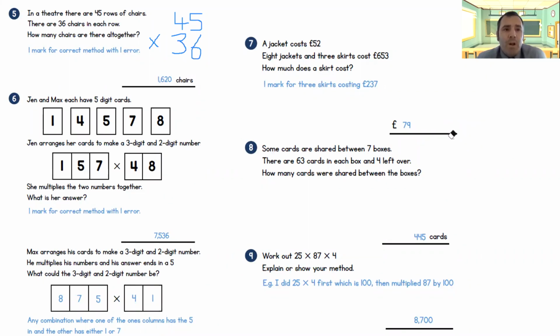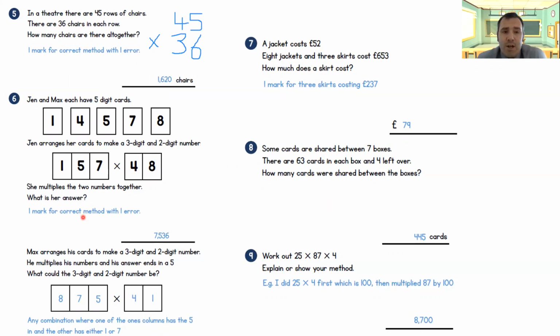Question 6. Jen and Max each have 5-digit cards. Jen arranges her cards to make a 3-digit and a 2-digit number. So the correct method is using our written method. So with our columns, everything on top of each other, we make sure our ones are on top of our ones, our tens are on top of our tens. We get a mark here for the correct method, and you also get a mark for the correct answer. So this one's actually worth 2 marks.